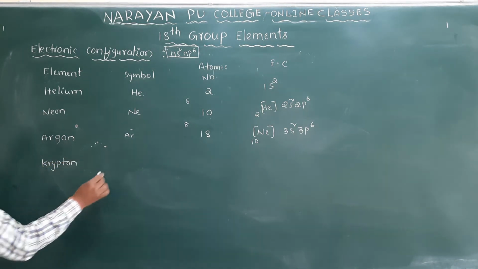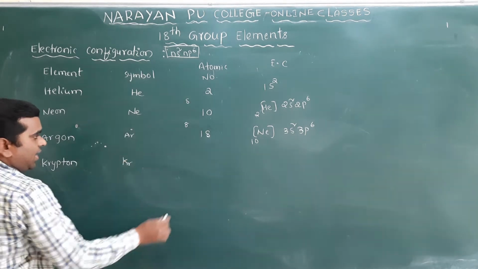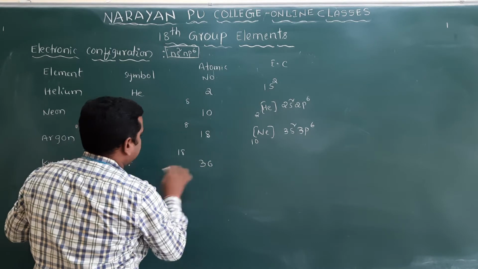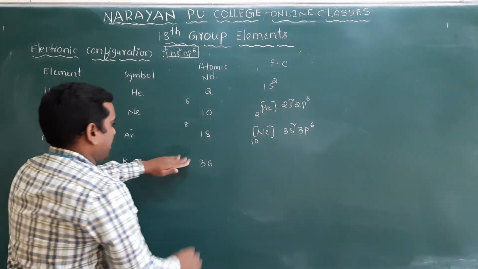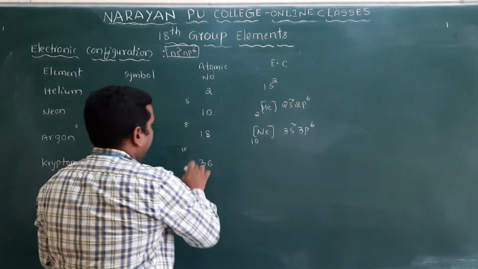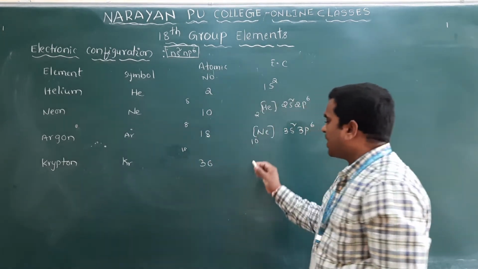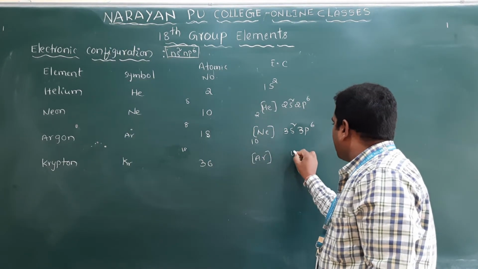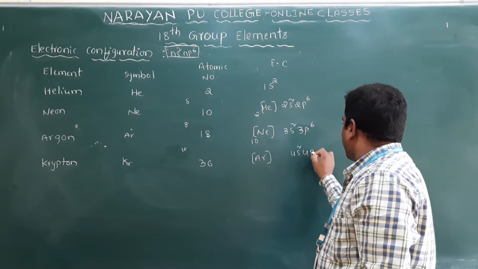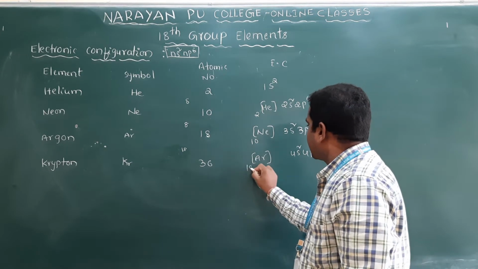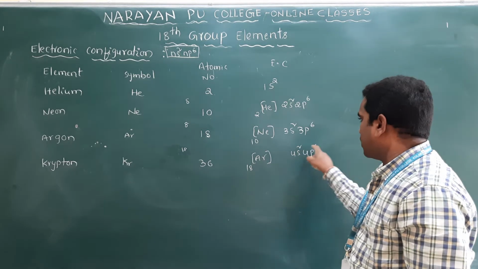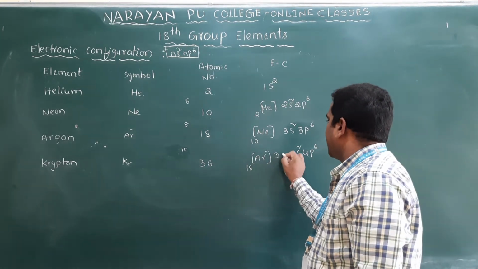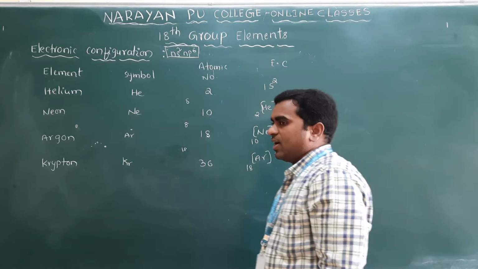Next one is krypton. What is the krypton formula here? Kr. So here you add 18 plus 18, 36 is the atomic number. Then how to write here? Argon, you know this is argon. And next what you will get? 4s2, 4p6. Before that, you know this is 18. 18 plus 2, 20, 20 plus 6, 26. But how much you have to get? 36. So that's why next electrons will come into the 3d.